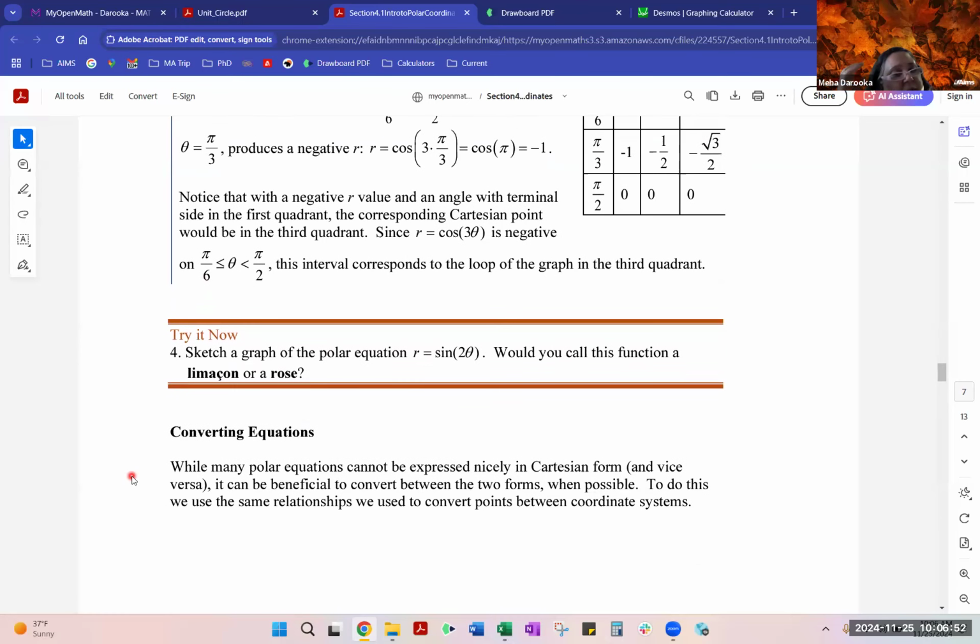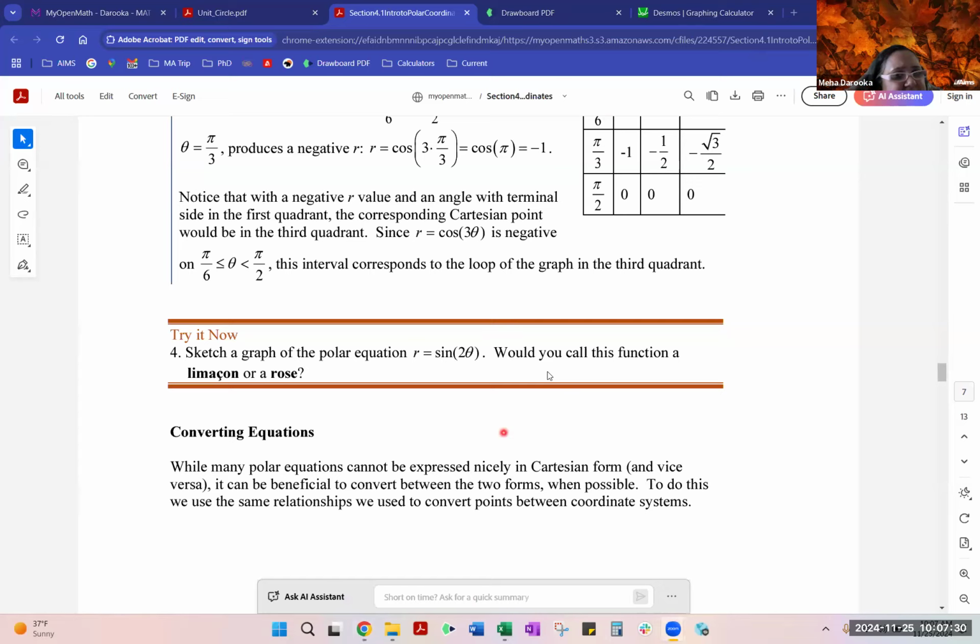So as you can see, we're kind of trying to do a similar example here. They're asking us to sketch the graph of r equals sine of 2 times theta. And of course, they're asking us to find out if this is going to be a limacon or a rose. So just looking at the equation without graphing it, what would you say? Is it a limacon or a rose? And you can type L or R if you don't want to type the whole word in there.